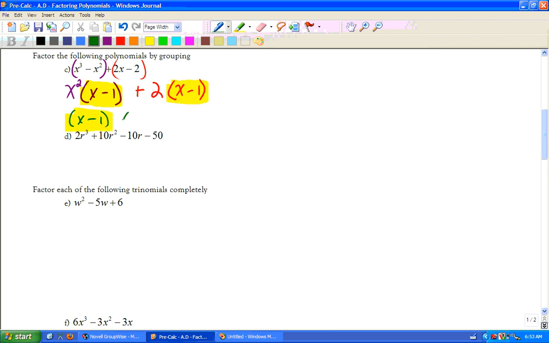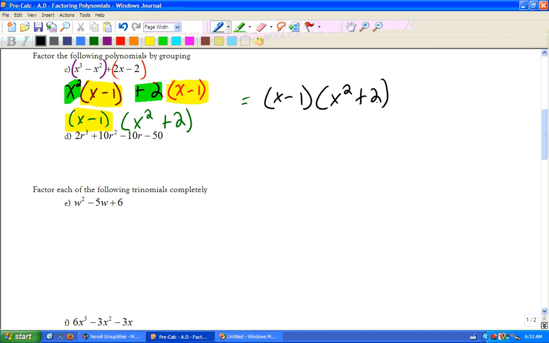We're left with x squared plus 2. So our final answer becomes x minus 1 times x squared plus 2. A lot of people have trouble recognizing that even though there are quote-unquote 2 x minus 1s, that's just another factor that we've pulled out and replaced with 1 x minus 1. It's a little bit difficult, but you'll get the hang of it.